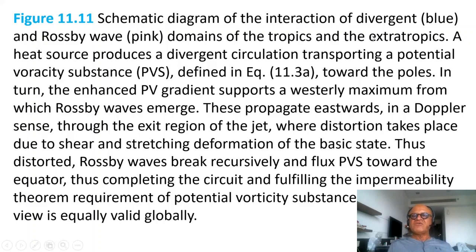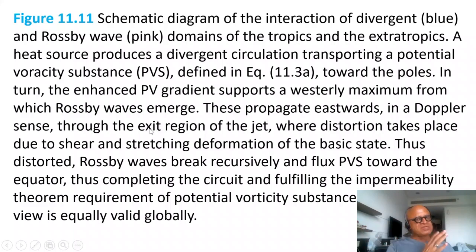Schematic diagram of the interaction of the divergent and Rossby wave domains of the tropics and the extratropics. A heat source produces a divergent circulation transporting potential vorticity substance that we defined toward the poles. That's the source. In turn, enhanced PV gradient supports a westerly maximum, so that's the jet stream, in which Rossby waves emerge recursively. These propagate eastward in a Doppler sense.